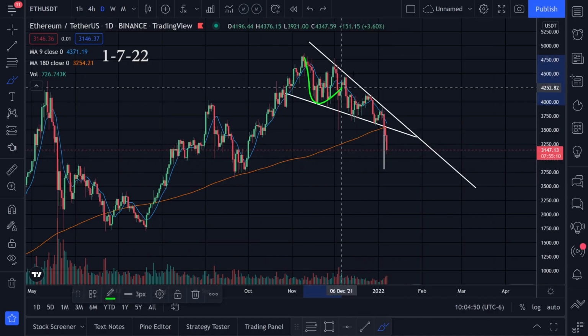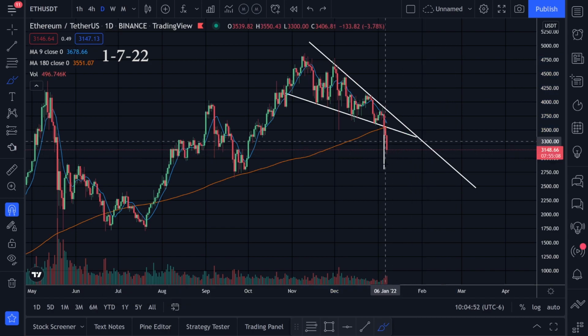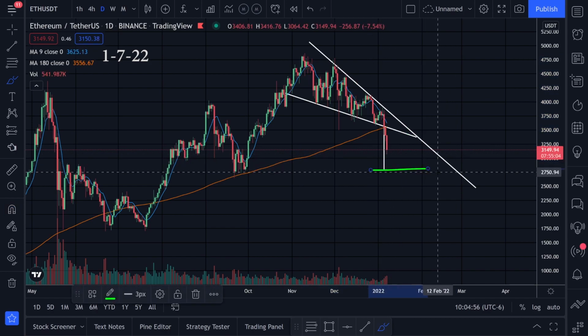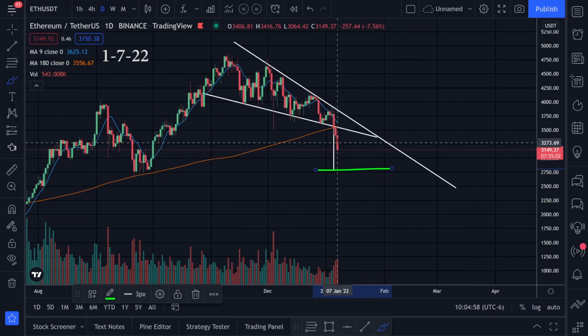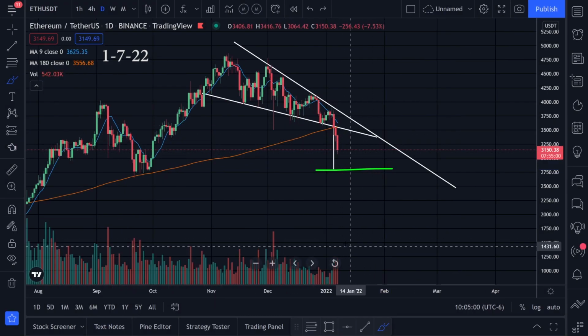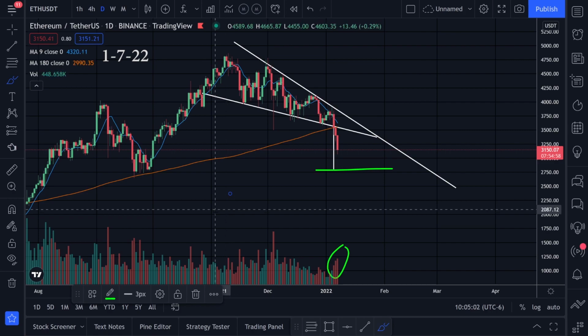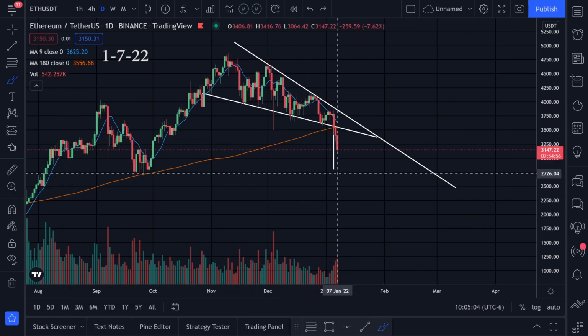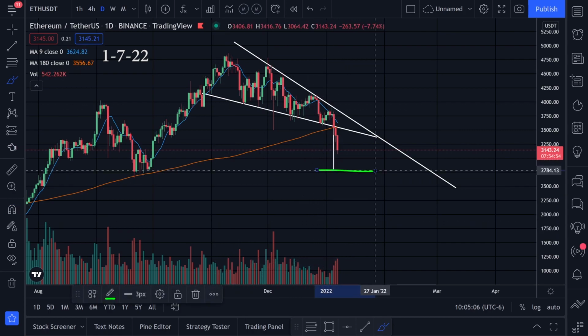In general, until we break this downtrend going to the upside, what I'm thinking is I'm targeting around 3,800, and it looks like we're getting some pretty good red candles and some pretty good red volume candles as well. So yeah, I'm thinking 2,800 at least.